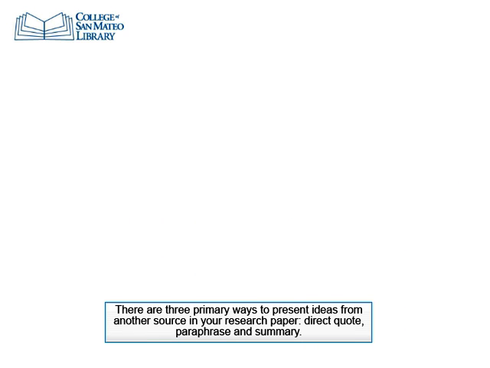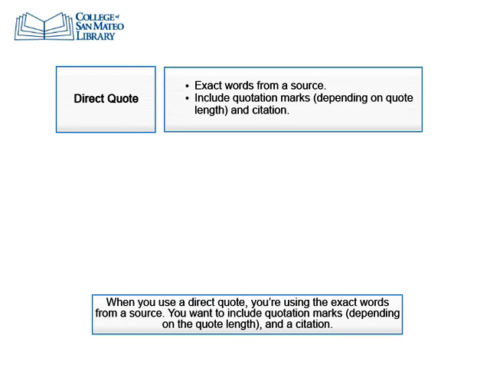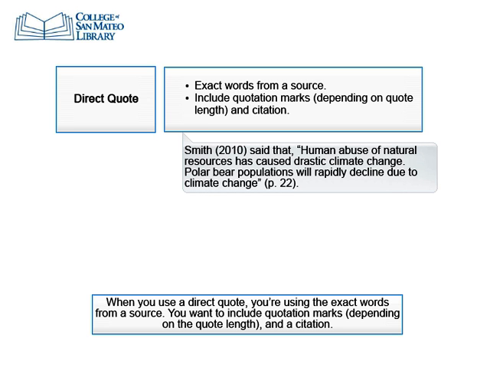There are three primary ways to present ideas from another source in your research paper: using a direct quote, a paraphrase, or a summary. When you use a direct quote, you're using the exact words from a source. You want to include quotation marks, depending on the quote length, and a citation.